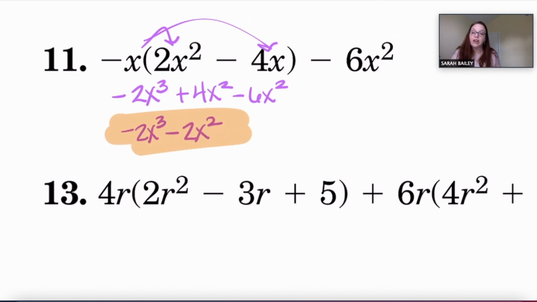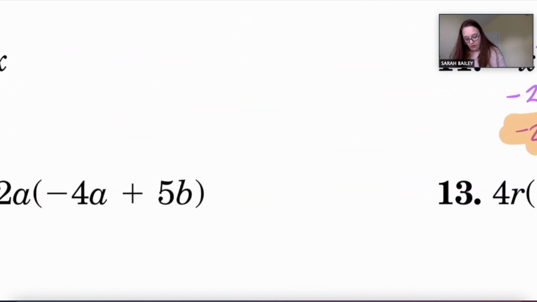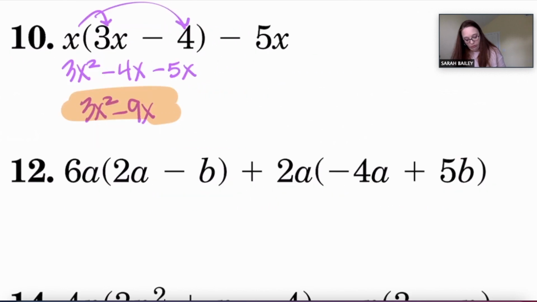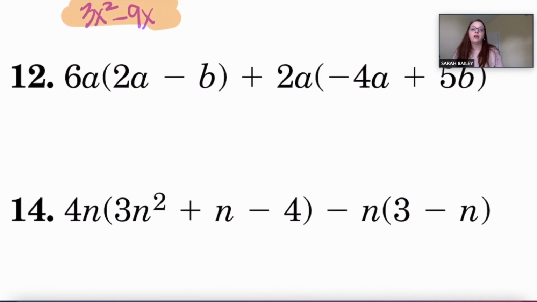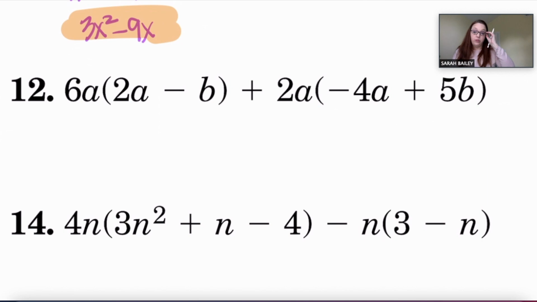If I'm going too fast, remember that you can always pause the video, rewind, whatever you need to do, okay? All right, number 12, we'll do this one together. So this one, I've got two sets of parentheses.